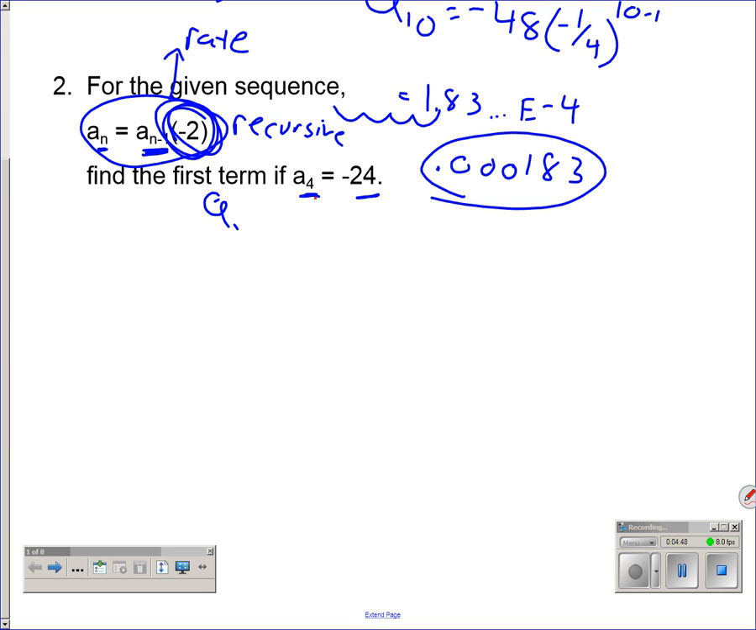So, these two numbers right here are helpful for telling you two variables. It gives you an n value, and it gives you an a sub n value. It's giving you terms you can plug in to work backwards in your explicit formula. So what we have is our a sub n value, or a sub 4, is negative 24 equals the first term, which is what I'm looking for. The rate we just found in the problem is negative 2. And n minus 1 would be 4 minus 1. Okay?